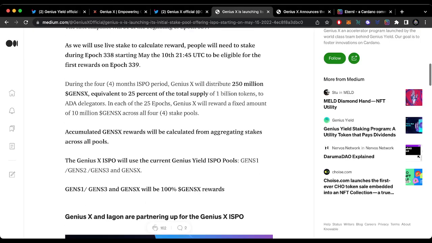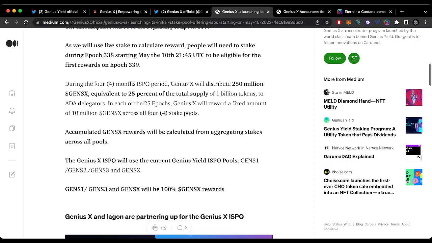During the 4-month period of ISPO, Genius X will distribute 250 million Gens X, equivalent to 25% of the total supply of 1 billion tokens. So they're giving away 1/4 of their supply to the ISPO. That's pretty incredible, guys, giving away 1/4 of their supply to an ISPO, and that is very, very high.